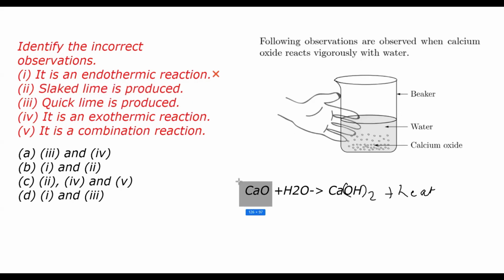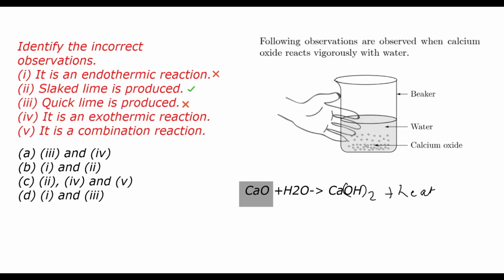Well, you should know this is quick lime and this is slaked lime. So I'll say this is correct over here. All right, this is correct. Now, if I read the next, quick lime is produced. No, it's slaked lime that is produced. So therefore, this is incorrect.